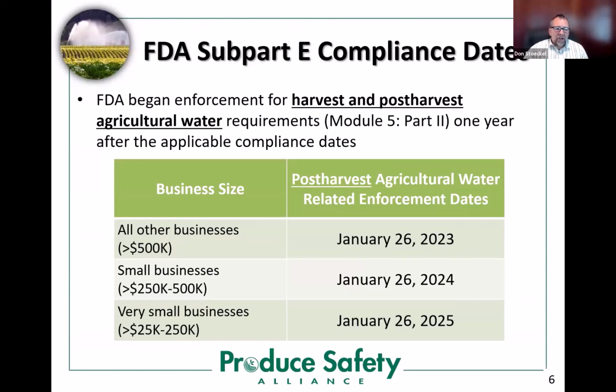You'll notice that in Module 1, it says January 22, 23, and 24. The subtle difference, or the real difference that's important, is that the compliance dates were 22, 23, and 24, but because of a policy of enforcement discretion, enforcement didn't begin until 23, 24, and 25. So that's why, in this slide, we're talking about enforcement dates of 23, 24, and 25, which come 1 year after the published compliance dates.